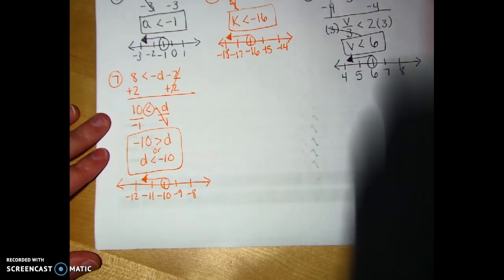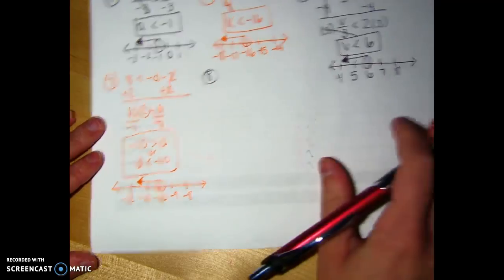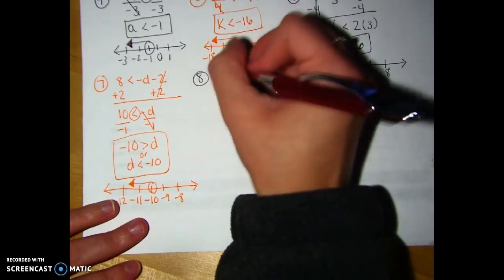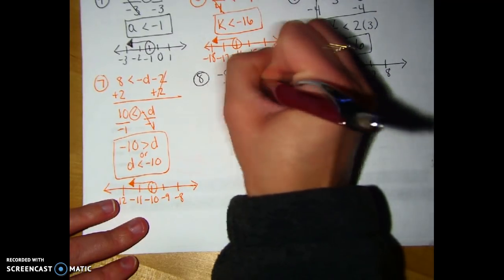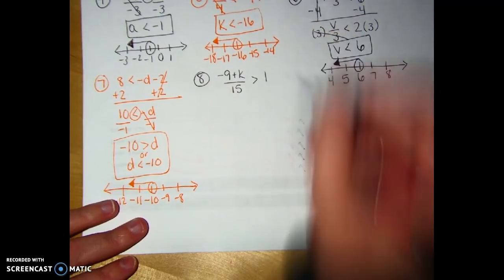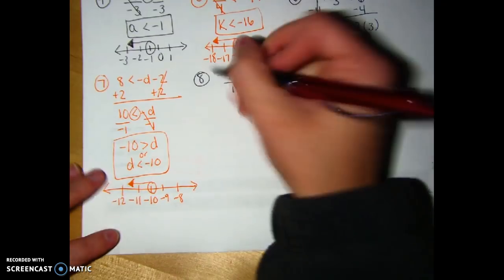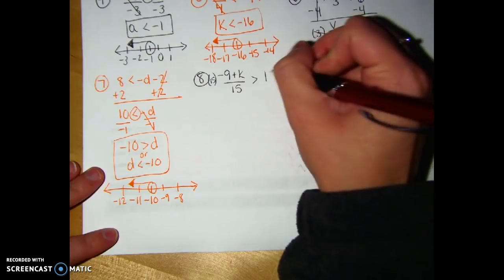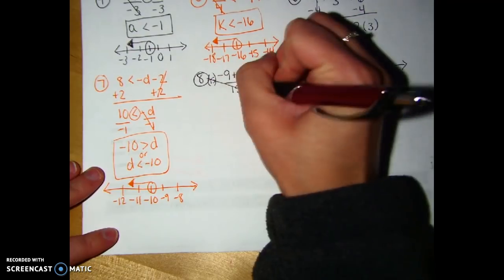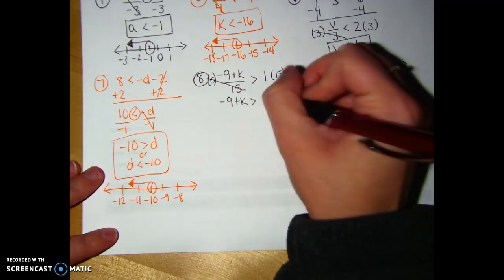Okay, we have 2 more to do. This one is -9 plus k over 15 is greater than 1. So this is a 2-step. Before I add or subtract or anything, I'm going to have to get rid of that dividing by 15 because it's dividing the whole thing. So multiply both sides by 15. That gets me -9 plus k is greater than 15.